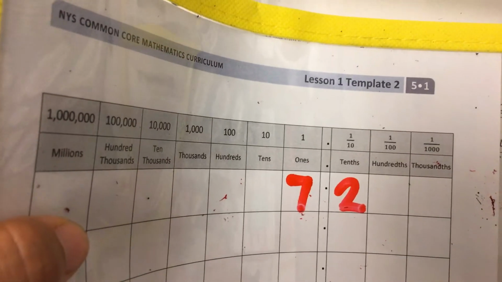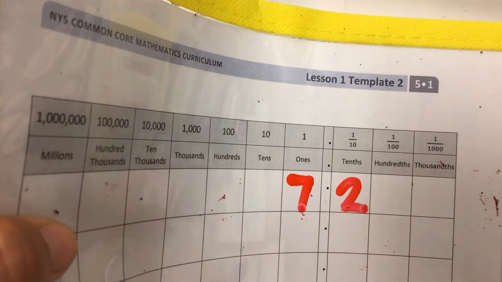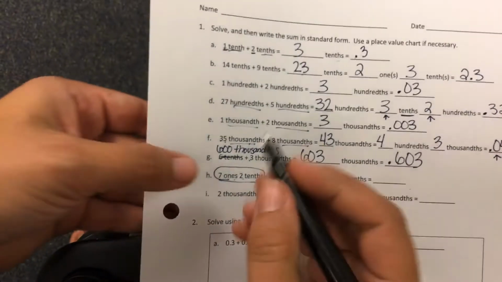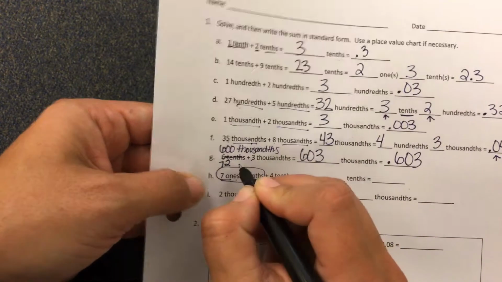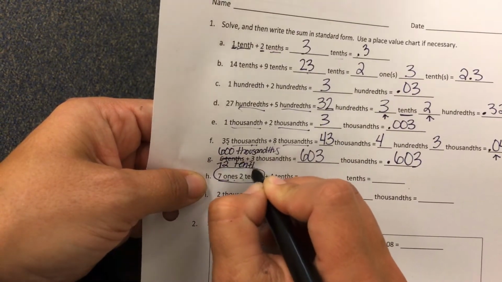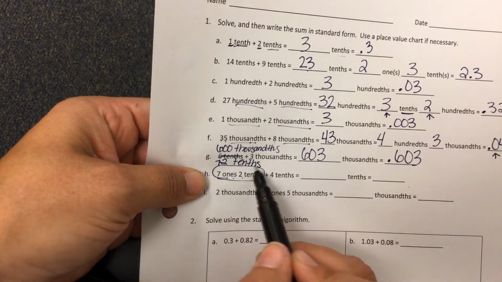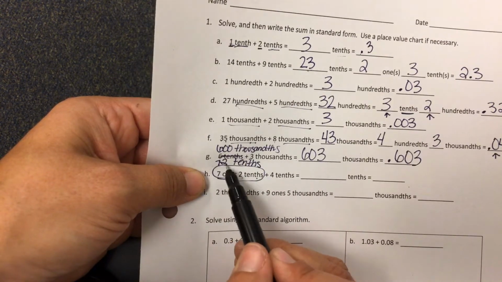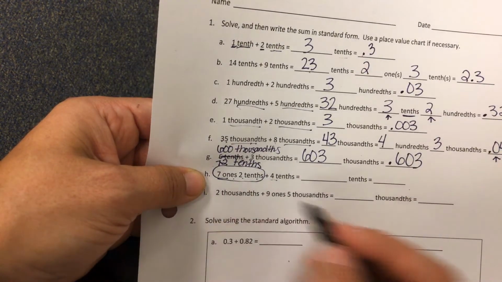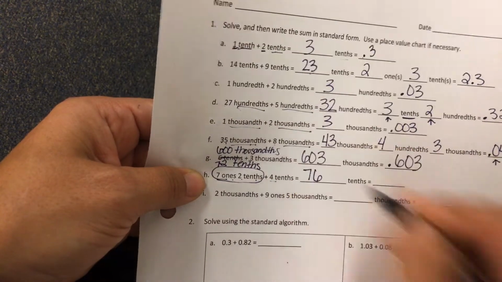How many tenths do I actually have? Well, if I took out that decimal point and just look at my tenths, I've got 72 tenths. So I can change this to 72 tenths. Okay, 72 tenths plus 4 tenths. So now it's easy. 72 plus 4 is going to be 76 tenths.